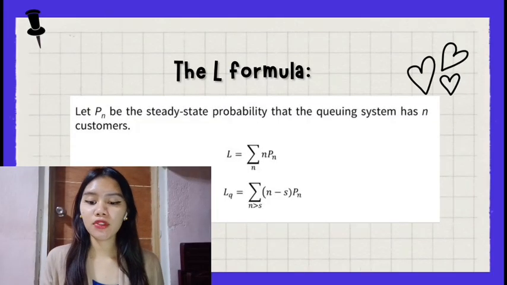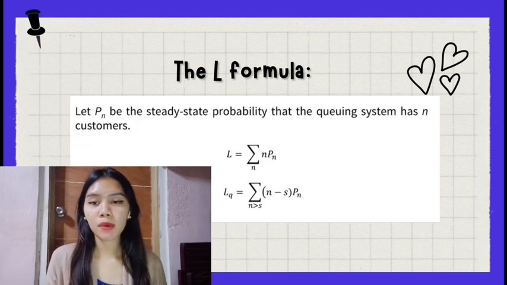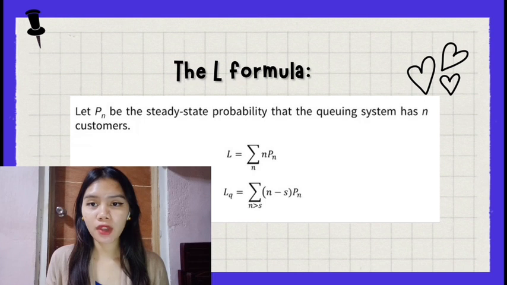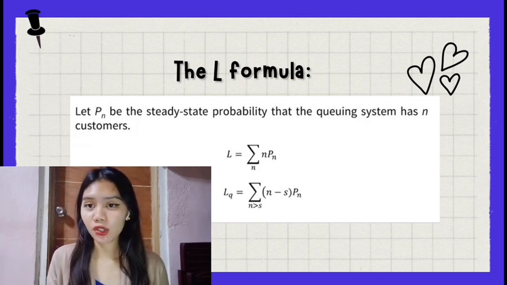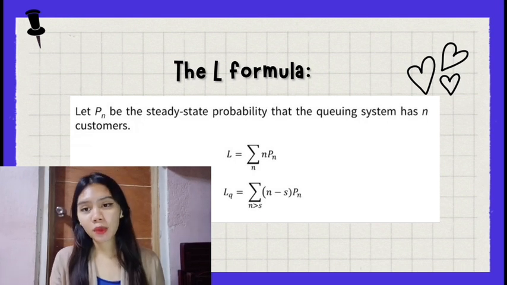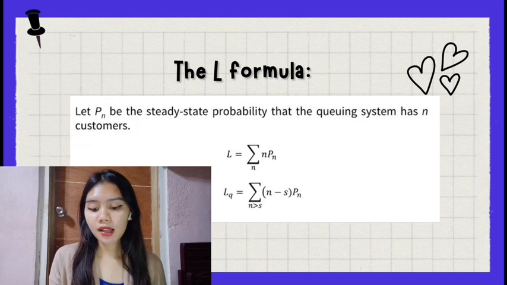Now, I will also give to you the formula for L. Let P sub n be the steady-state probability that the queuing system has n customers, which is L is equal to the summation of n P sub n for all n, and it is basically the definition of average. Another formula is LQ is equal to the summation of (n minus s) P sub n for n greater than s, where n minus s represents the number of customers currently in queue.